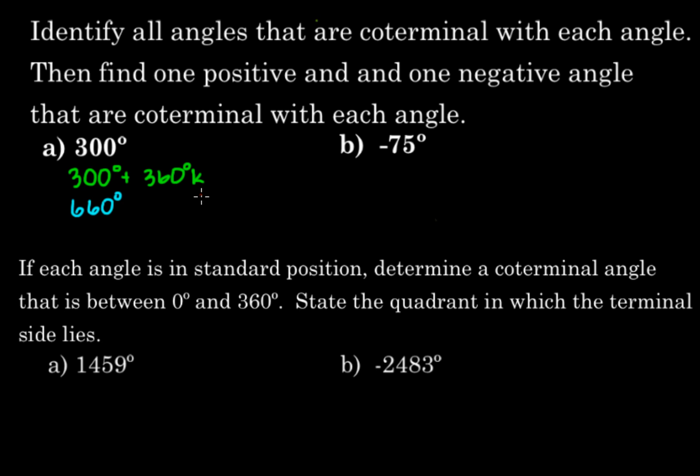And then to do the negative version, I just make k a negative amount. So negative 1. Now remember, k has to represent an integer. So negative 360 plus 300 gives us negative 60 degrees.